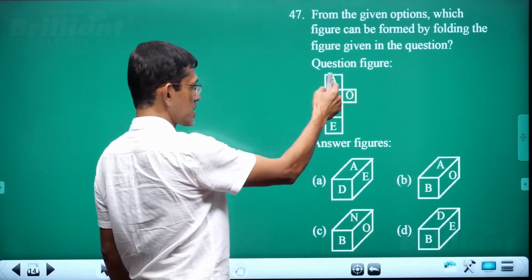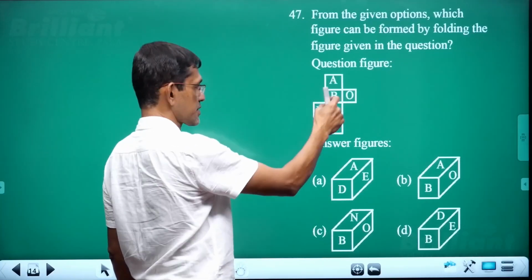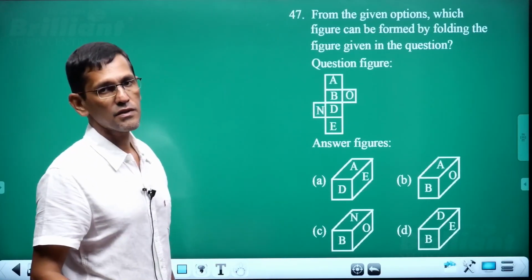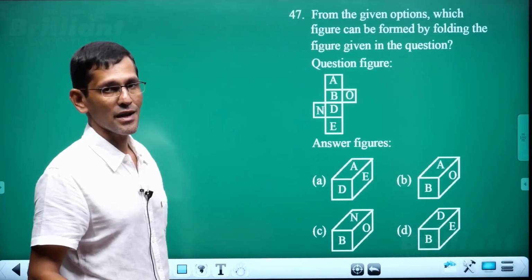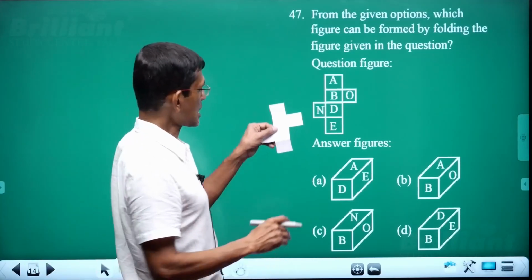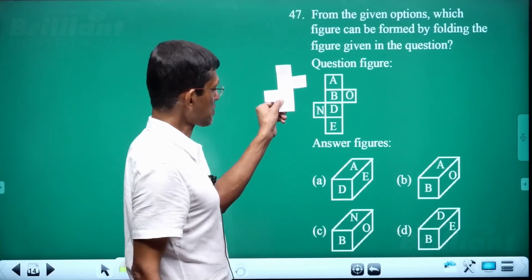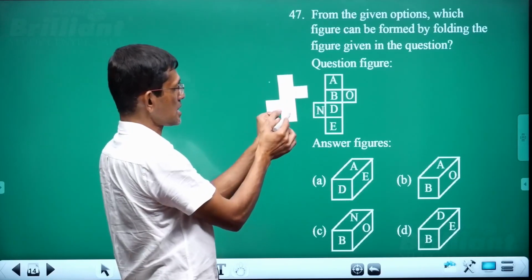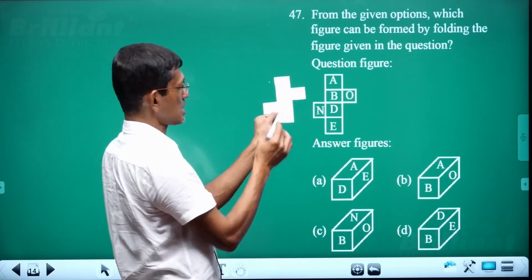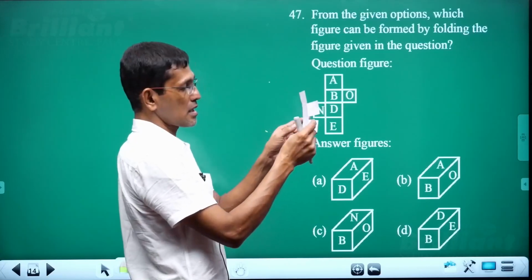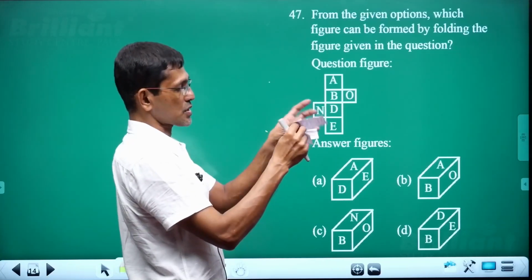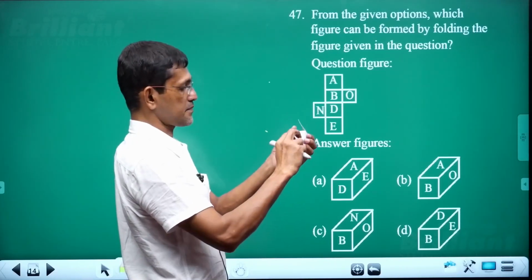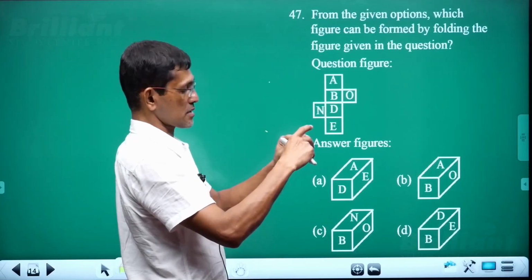Actually, 1, 2, 3, 4, 5, 6. There are 6 faces. That means the type of figure we can form from here is a dice. A dice is formed. This is what I have, a piece of paper with the exact same markings, A, B, D, E, and O here, and N here. So if we make a cube using this, this is exactly what the cube looks like. Let me make it. See, this is it.